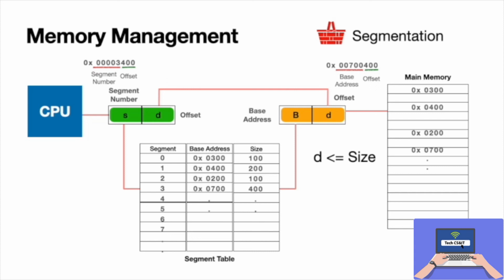Again, the physical address is obtained by getting the base address from the segment table and then combining it with the offset, which is the instruction segment location of the process as requested by the CPU.